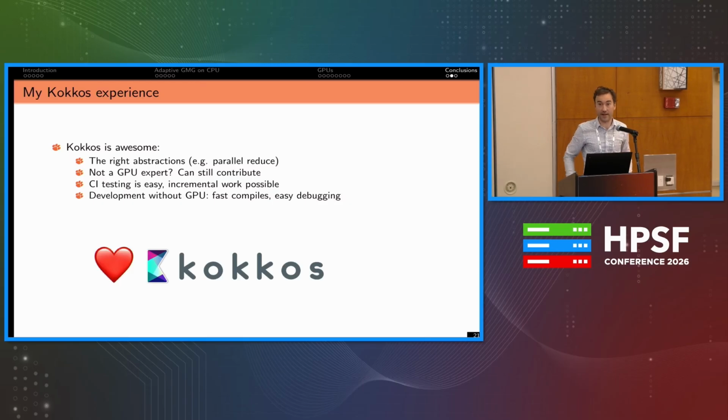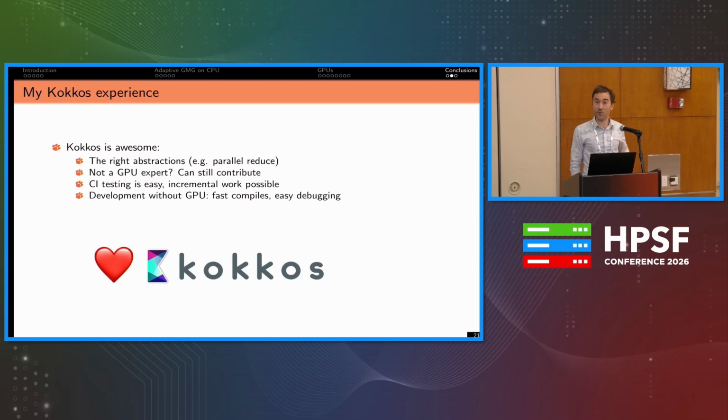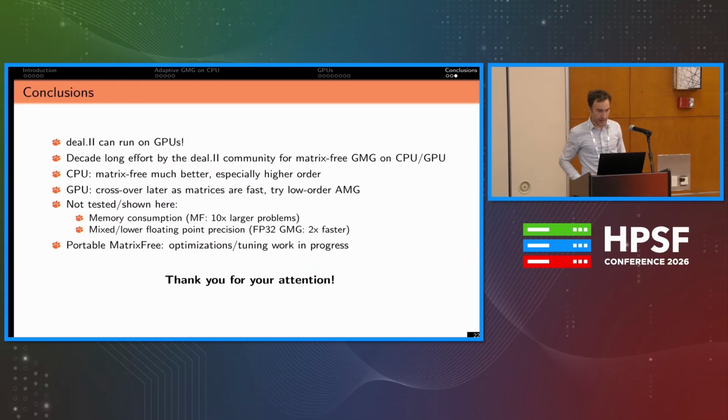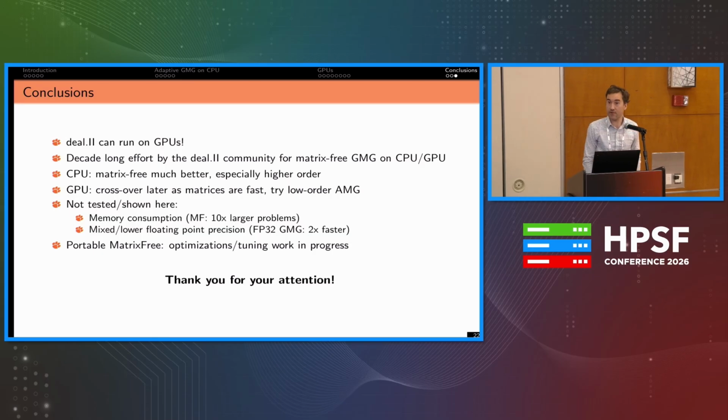And it doesn't matter, right? I experimented with all the device vendors and all of this basically works after you get it to run. So I'm really happy about this. And I think it was a great decision for deal.II to actually build on Kokkos in this way. And with that, I'll conclude in short. deal.II can run on GPUs now.